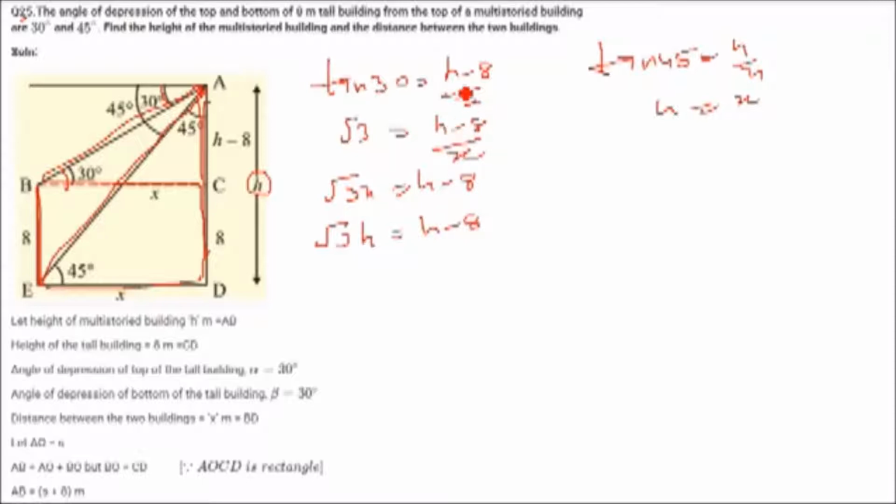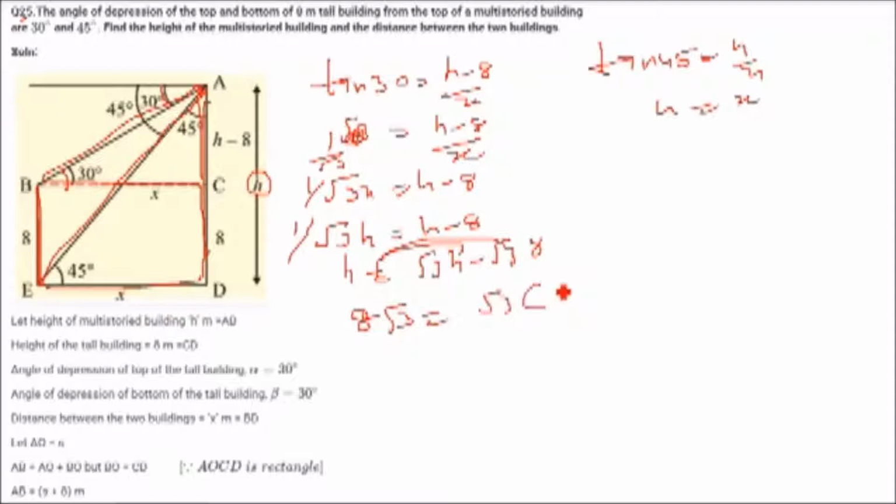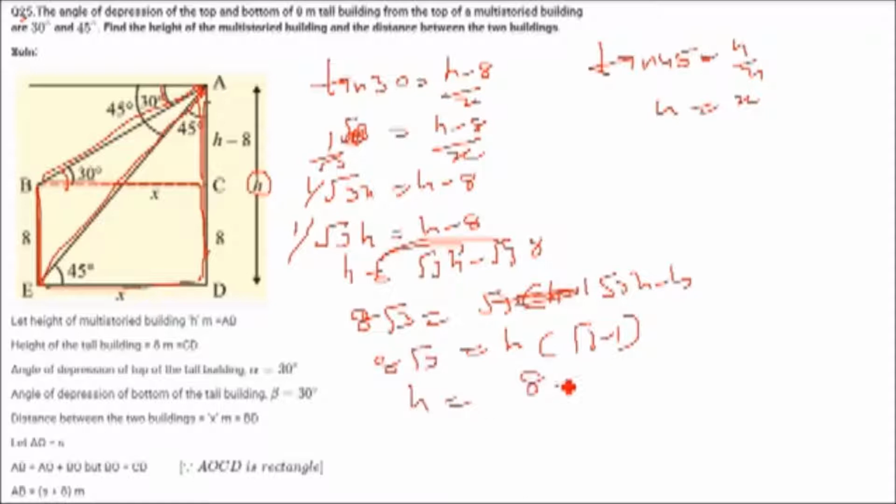So this is h minus 8 by x, which will be 1 by root 3. So what do we get? h equals root 3 h minus 8 root 3. I am bringing this here and this here. So what do you get? 8 root 3 equals root 3 h minus h. I am taking h outside, root 3 minus 1. So h will be 8 root 3 by root 3 minus 1. So multiply root 3 plus 1 on both numerator and denominator.